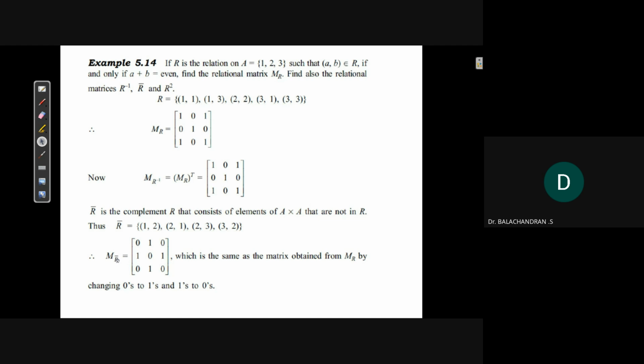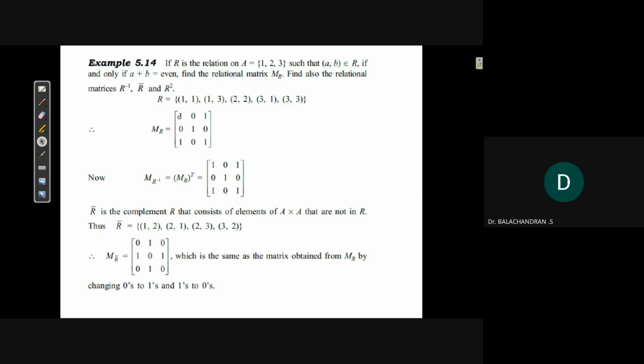From this you can check R bar. Here 1 2 3, here also 1 2 3. This position is 1 2, so 1 2 is here. This position is 2 1, so 2 1 is here. This position is 2 3, so 2 3 is here. This position is 3 2, so 3 2 is here.